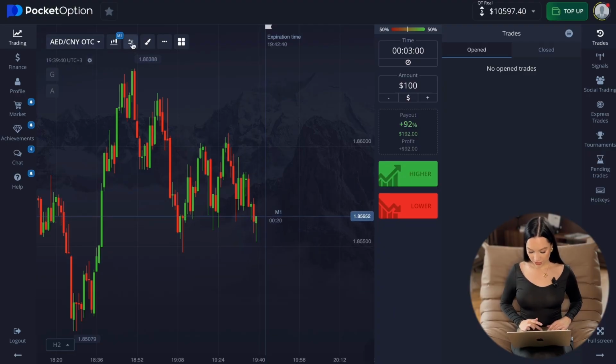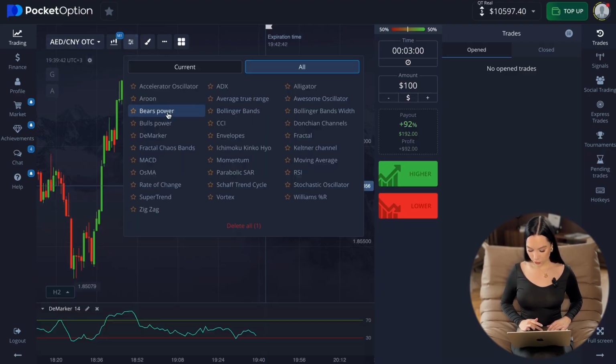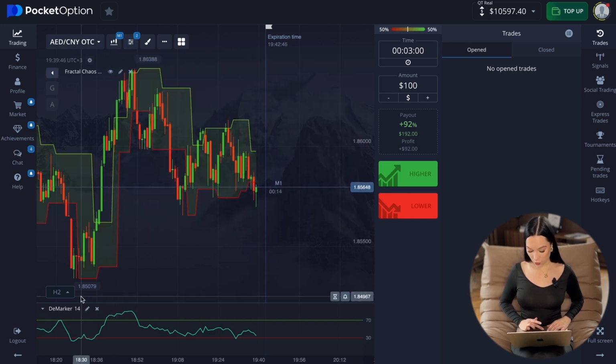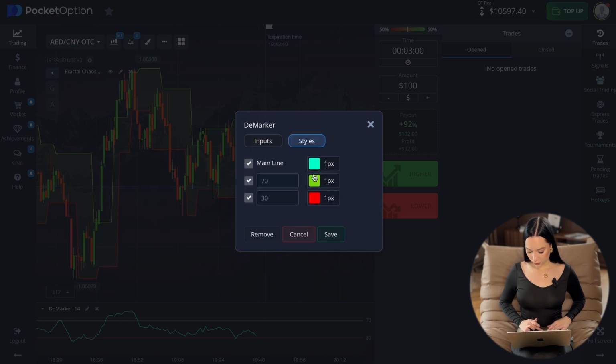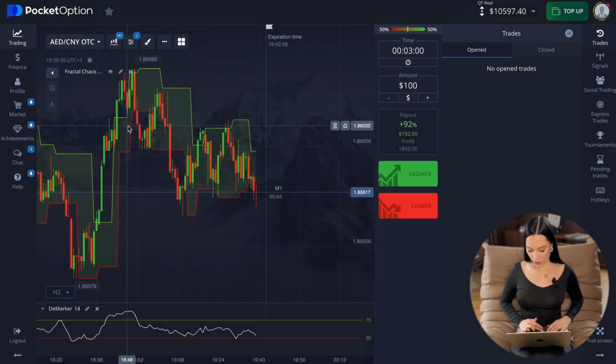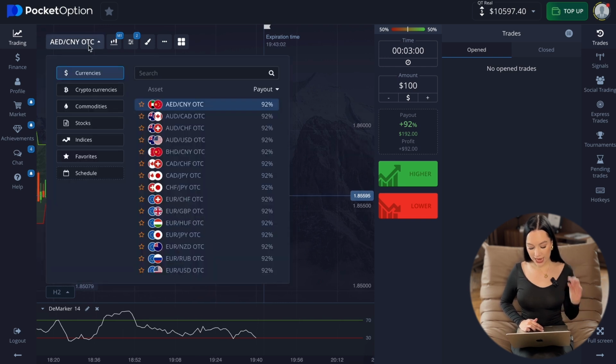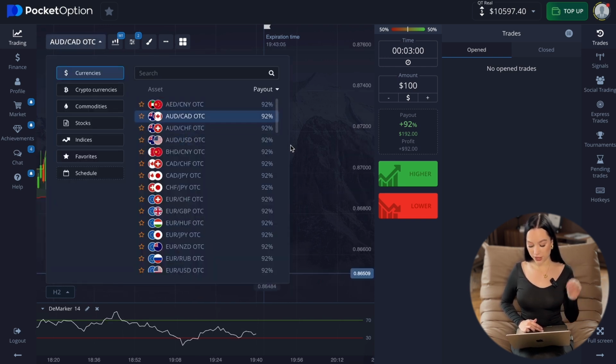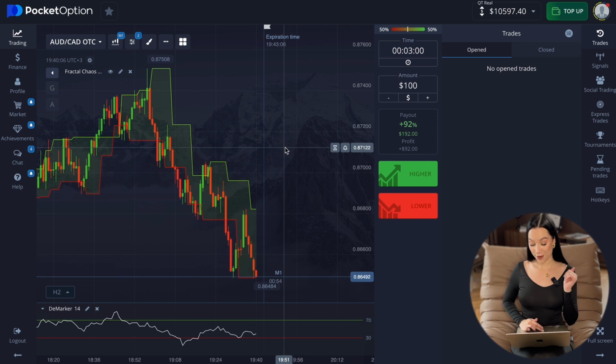So let's get started. So guys, here is our Pocket Option account, and first I use the DeMarker indicator and Fractal as well. For the DeMarker indicator, we just changed the colors: the main line is white, then green and red as here. For Fractal, we also leave everything like this, and now we need to choose our currency pair, and after that I will explain to you everything.